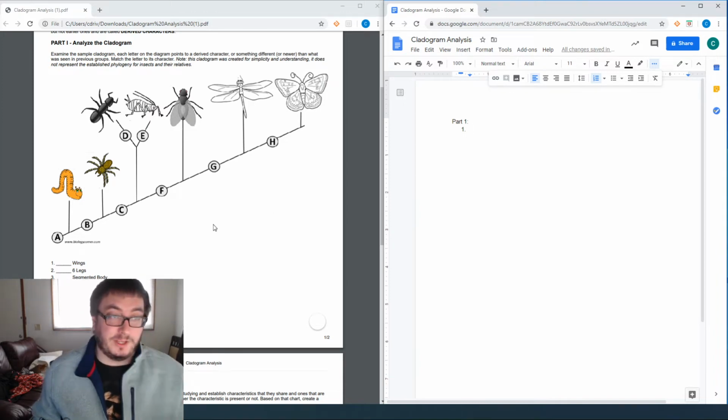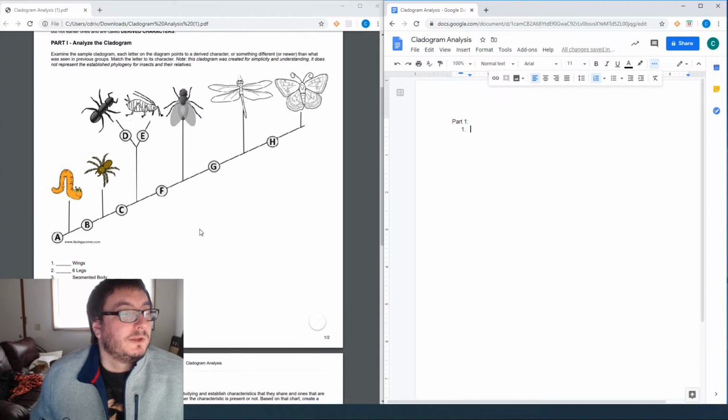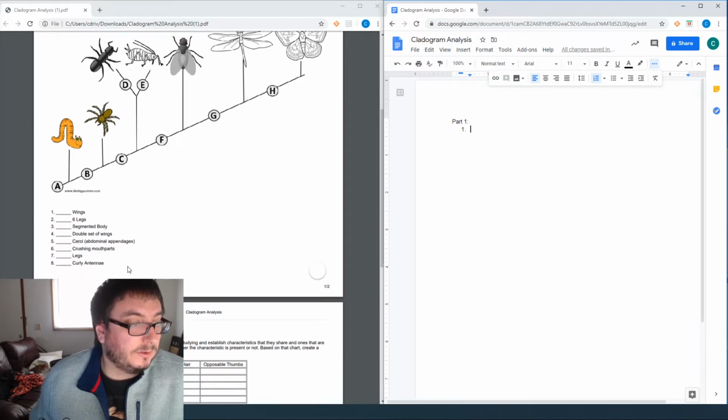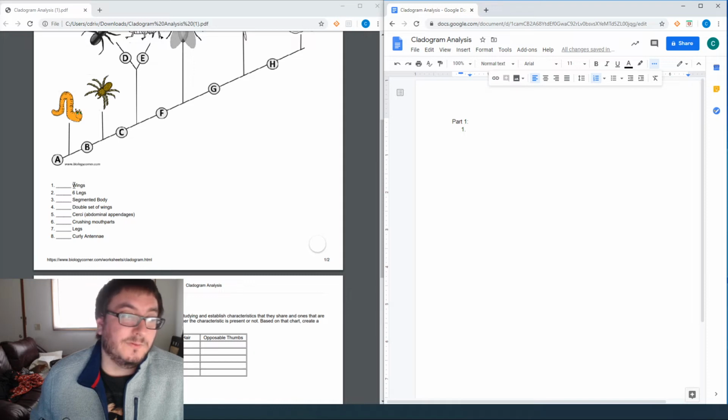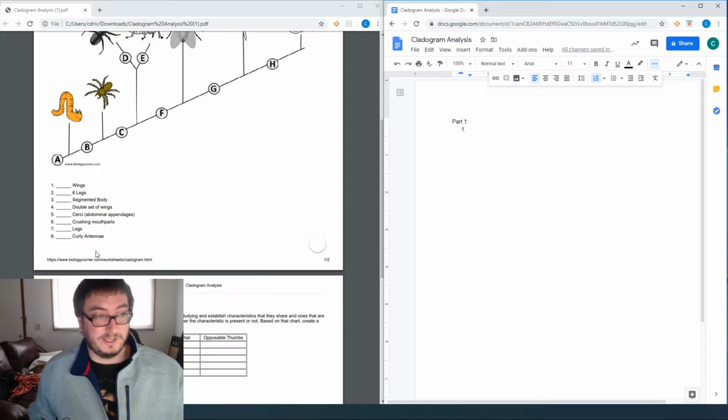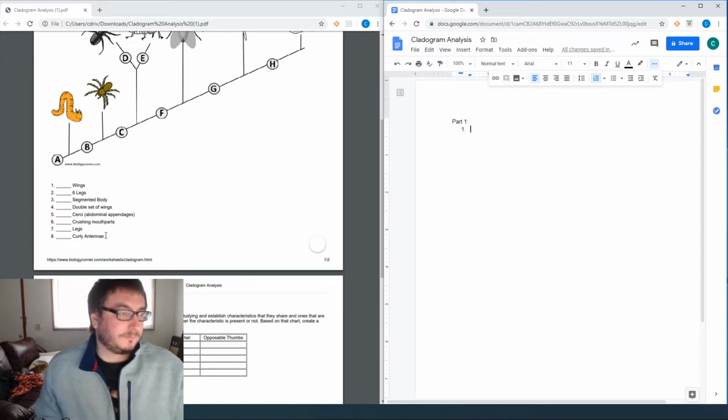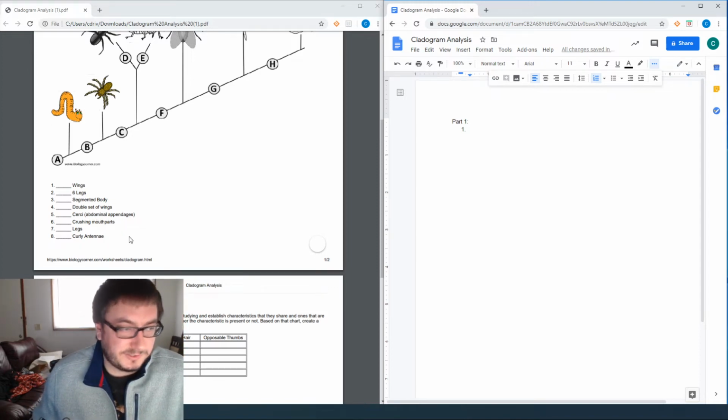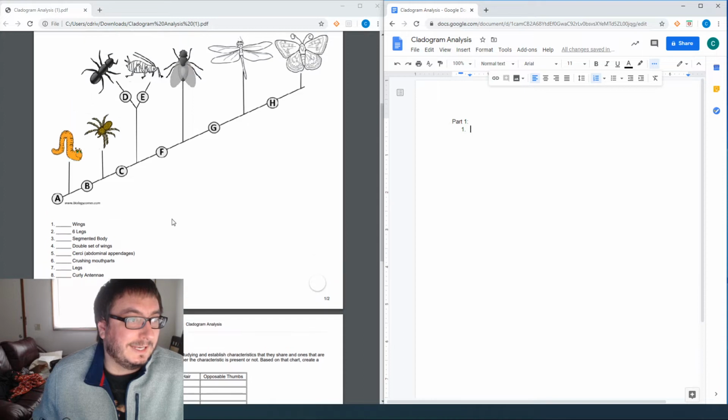So if we were to make a cladogram, we could easily see what it would look like. So let's do our first one. We've got 1 through 8. Those correspond to one of these letters. We've got to match them up. So one thing about derived characteristics, the characteristics should be seen in every one of the organisms after that, not seen before that. So let's look at which different features or derived characteristics we have. We have wings, 6 legs, a segmented body, double set of wings, cerci, which are abdominal appendages or some sort of legs, crushing mouth parts, legs, and curly antennae.